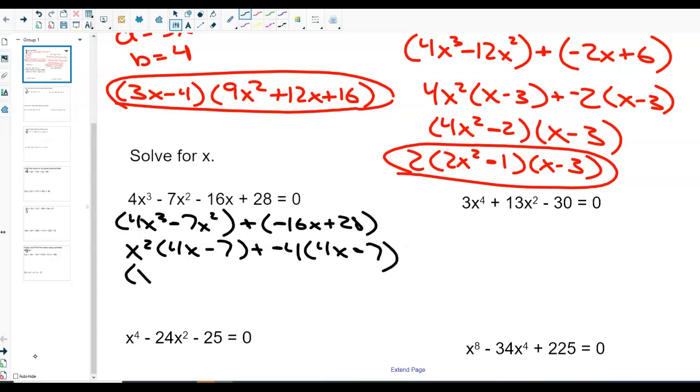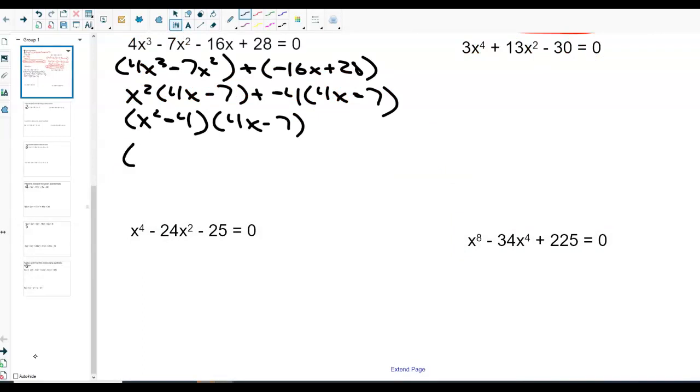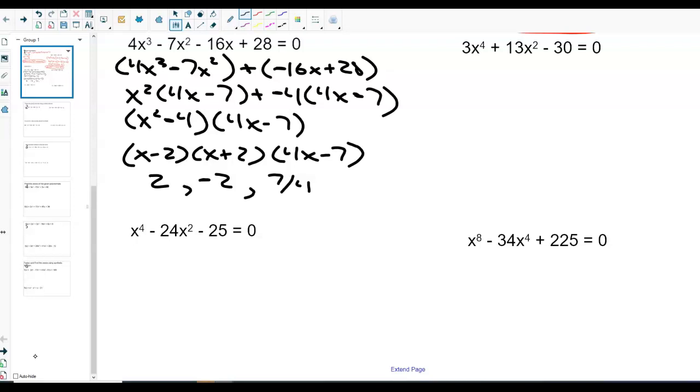And now I'm left with x squared. We put the GCFs together, and 4x minus 7. And this is what I was talking about earlier: can you factor more? Always look for that difference of 2 squares. X minus 2, x plus 2, 4x minus 7. That's the one extra thing a lot of times that can come up that you can factor a little more. And my answers are going to be 2, negative 2, and 7/4.